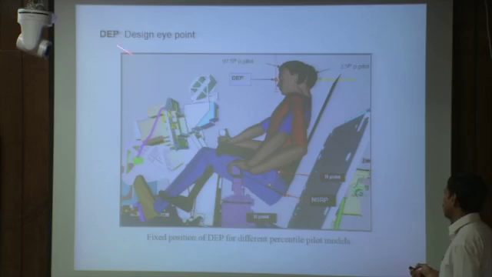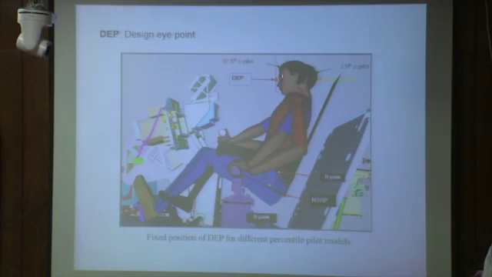This point is known as design eye point. So during manufacturing of that aircraft, the manufacturer has to define this design eye point. I mean, this position is fixed so that all the drivers' eye locations will be near this value, so that all of them can see the important displays.